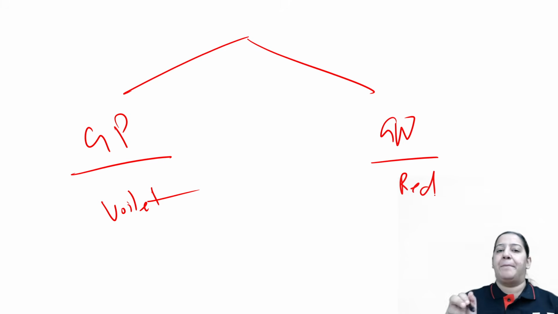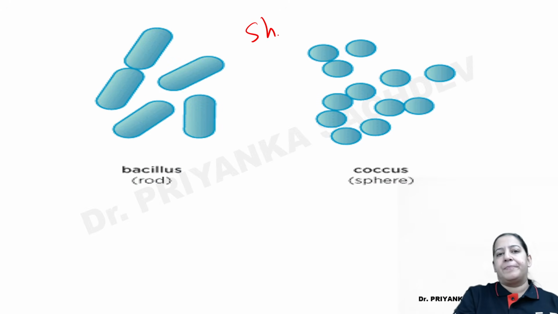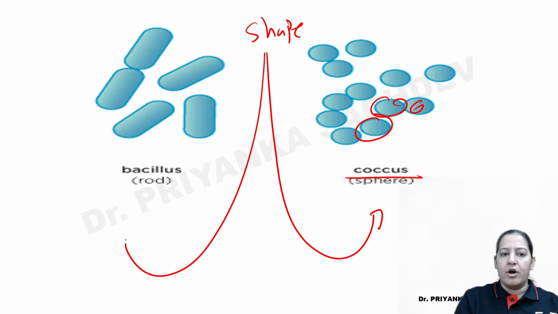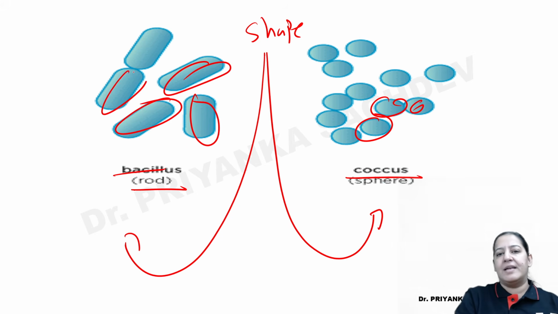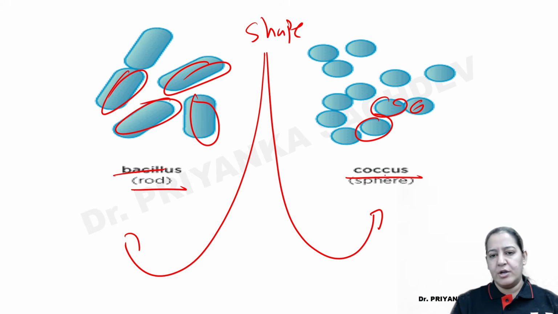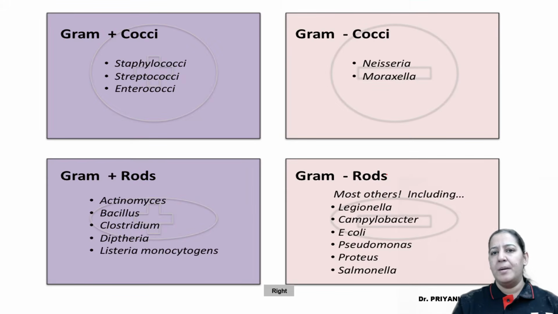Now based on the shape, bacteria are of two types. The ones which are circular are known as cocci, and the ones which are rod shaped are known as bacilli. You got my point? So circular shaped are cocci and rod shaped are bacilli.